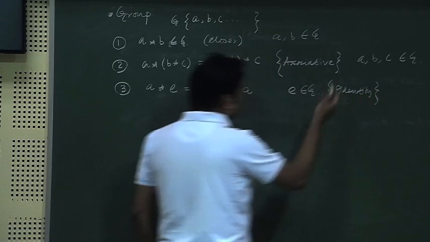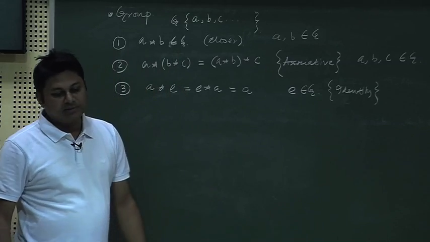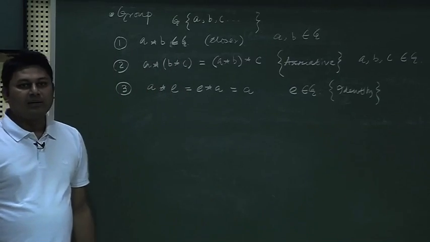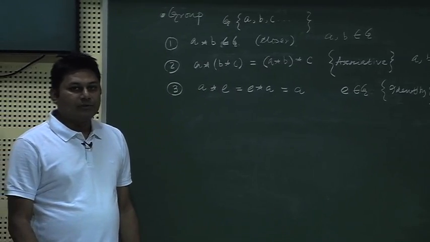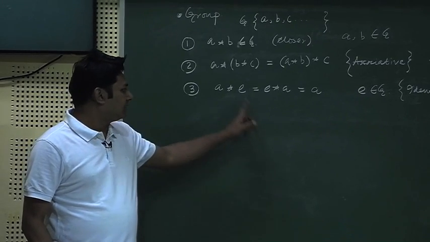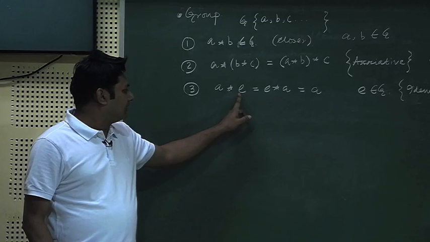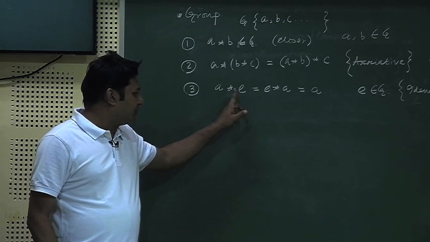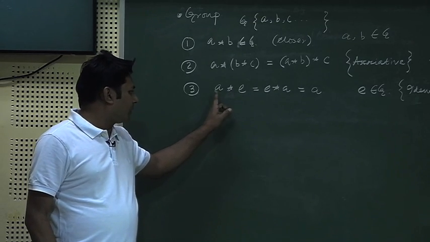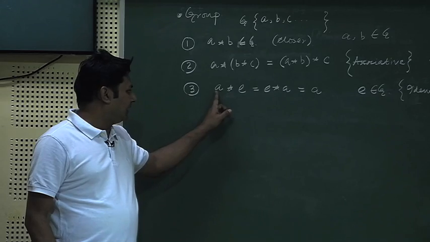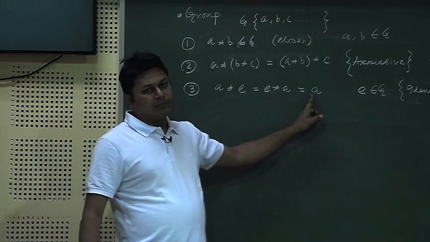So, inside the group I should have some kind of element here, for example E, which behaves in such a way that if I operate it on any element A, it will return back the same element.